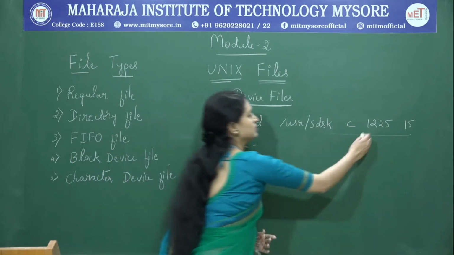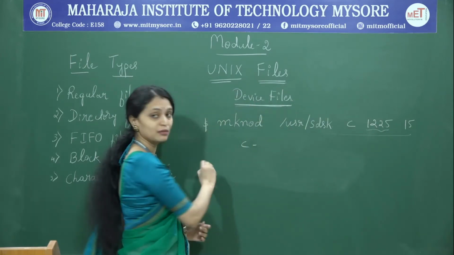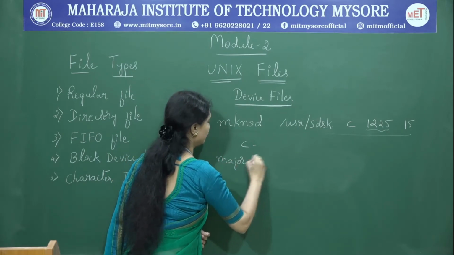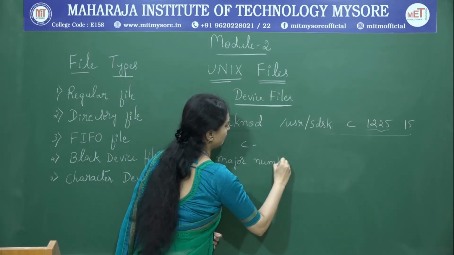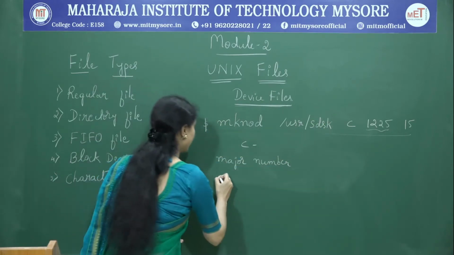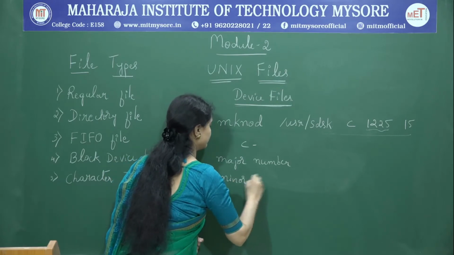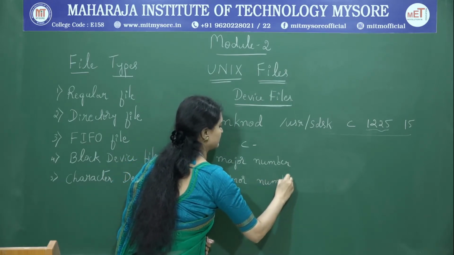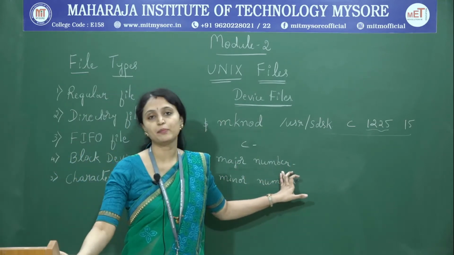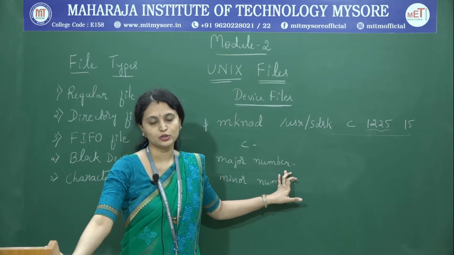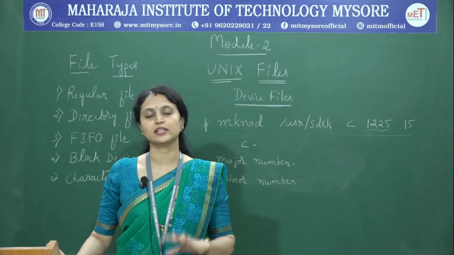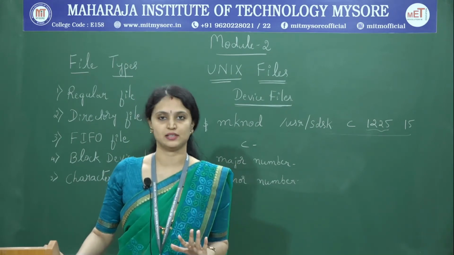And next we have this parameter, that is nothing but the major number, and the last parameter is the minor number. The major number represents the index to the kernel table that contains the different device driver functions that are associated with a particular device.